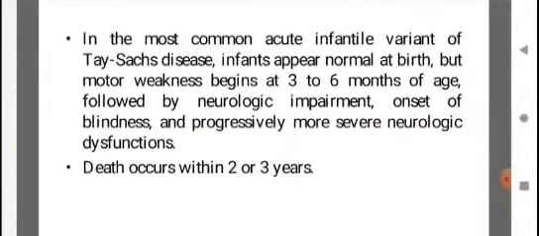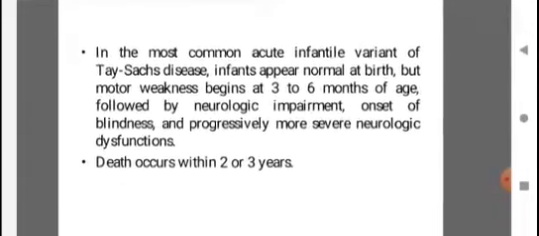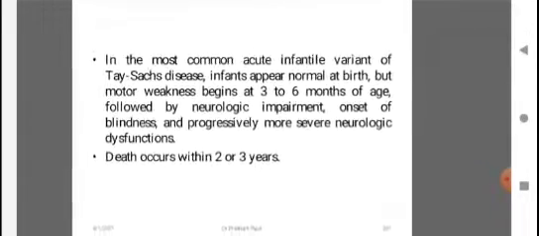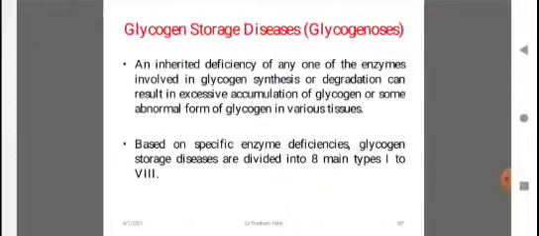The most common is the acute infantile variant of Tay-Sachs disease. The infant appears normal at birth, but motor weakness begins at 3 to 6 months of age, followed by neurologic impairment, onset of blindness, and progressively more severe neurologic dysfunction. Death usually occurs within 2 to 3 years of onset.